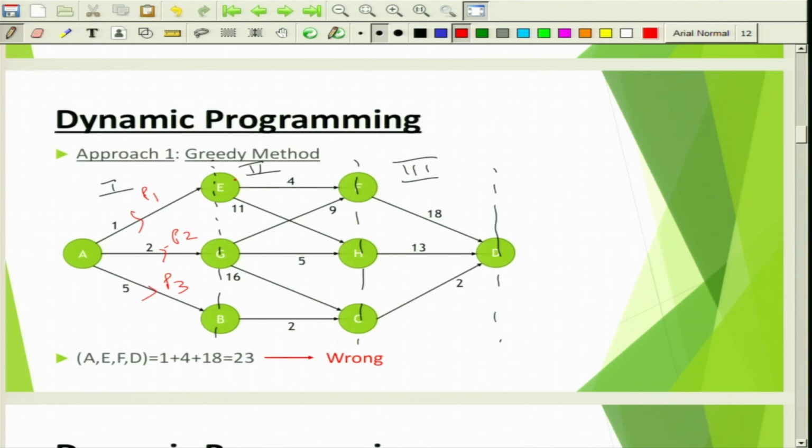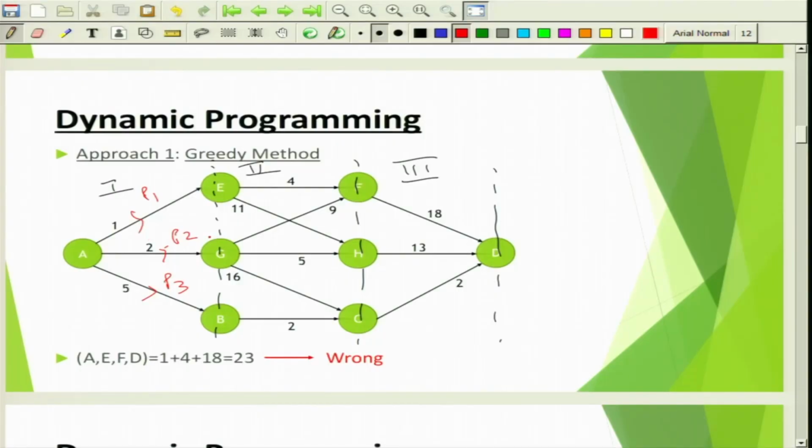Then if you follow that path moving forward, it will take you to a very suboptimal solution, in the sense you will get to the destination which is point D via A, E, F and D, and this comes out to be $23.